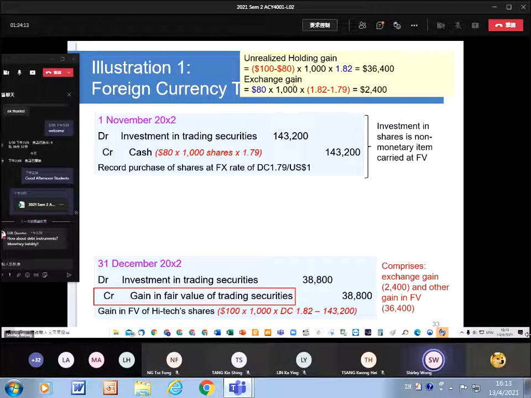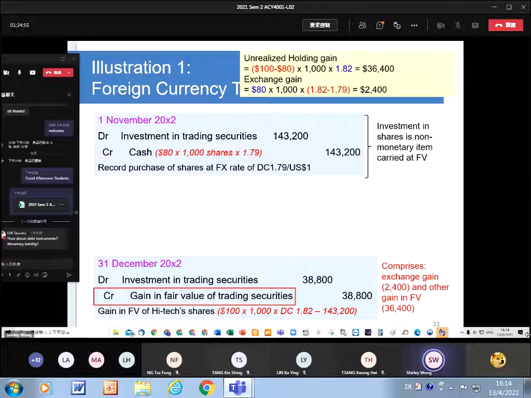How about if you just look at the exchange gain? If you just focus on the exchange gain, don't think about the change in the fair value. You just keep it as $80, and then the change is only regarding the exchange rate. Then $80 times 1,000, and then times the increase in the exchange rate. This amount represents the change in the exchange rate only. When you compare these two amounts and add them all together, it becomes this amount. So you can either record them separately or record them together. You can separate them, or it doesn't matter if you record them together, as long as you know how to calculate both. Okay, understand about unrealized holding gain and also the exchange gain.